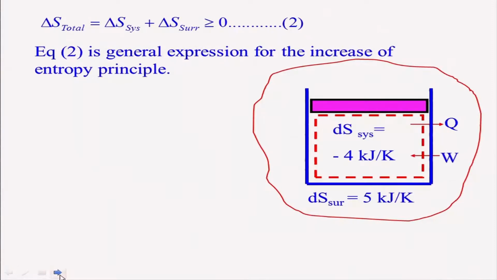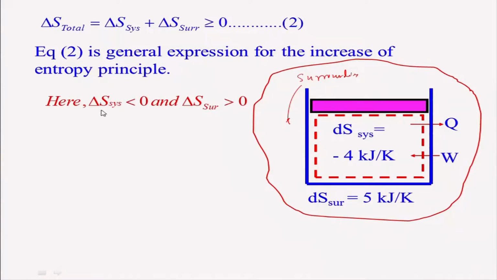And if I consider the same, I am saying that the entropy change in the system is minus some kilojoule per Kelvin, and this is your surrounding, this whole thing, and the entropy change for the surrounding is 5 kilojoule per Kelvin.